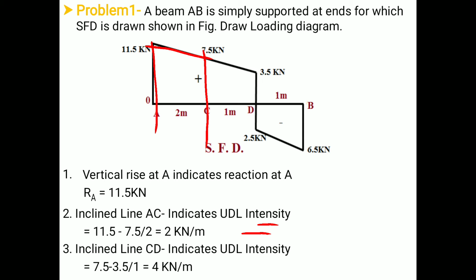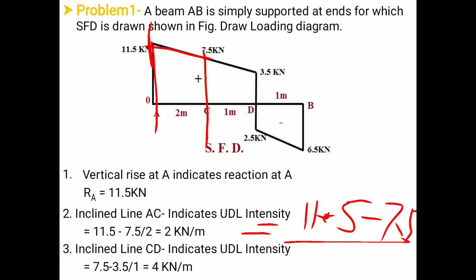The change in shear force is the first shear force, 11.5, minus 7.5, whole divided by the distance in which the change is taking place. That change is taking place over a distance of 2 meters. So 11.5 minus 7.5 divided by 2 is 2 kilonewton per meter, the intensity of UDL acting over the span of AC.